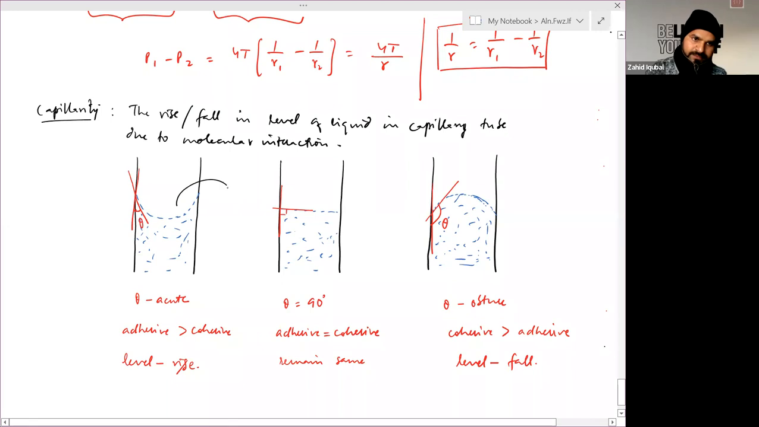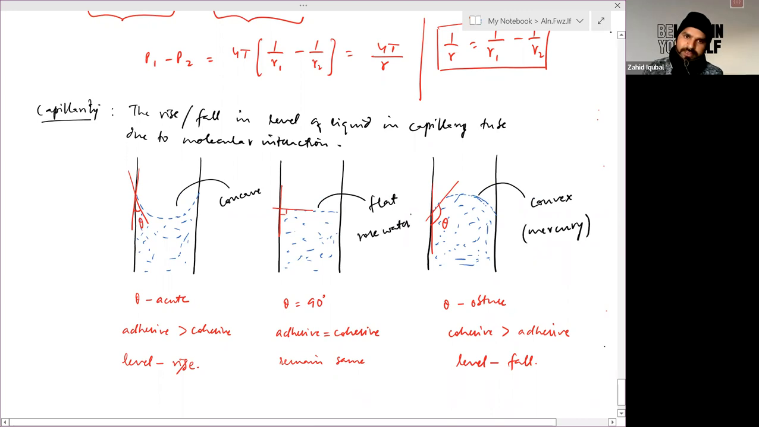So in first part, meniscus of liquid is concave. In second part, meniscus of liquid is flat. In third part, meniscus of liquid is convex. So this will be in case of mercury. This will be in case of rose water in glass tube. And this will be a case of water in glass tube. Okay, just write it down.